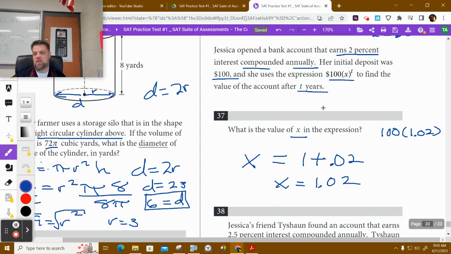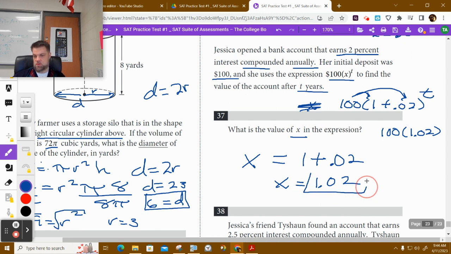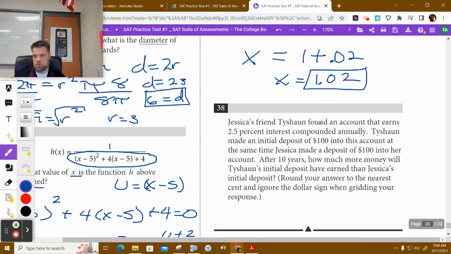Let me word it this way. I'm going to say 100 times 1 plus 0.02. This represents the $100. This represents the interest. And I'm going to do that every year, so it increases. I always have to have that initial 100 and then multiply it by this. So the correct answer is 1.02. That's what goes in that formula.